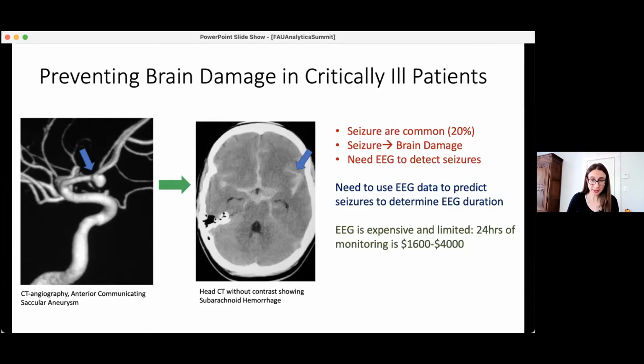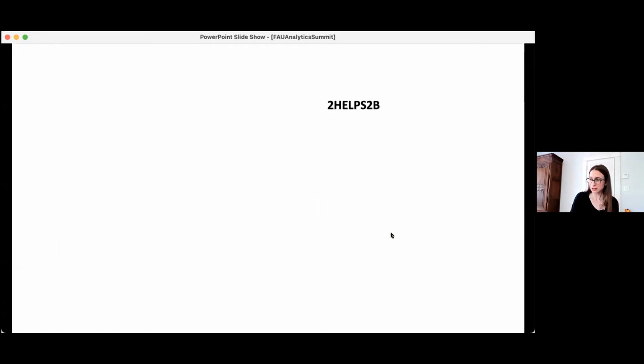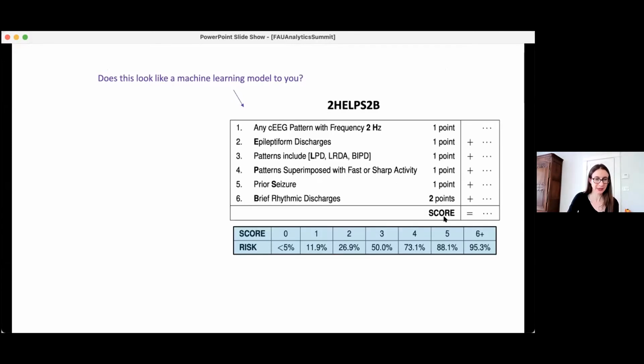And so we worked with clinicians, neurologists, to create a model called the 2HELPS2B score. You're going to look at it and say, I'm not sure that's a machine learning model. She's just showing me something that somebody made up. But no, it's actually a full-blown machine learning model. It's an interpretable machine learning model. And the model looks like this.